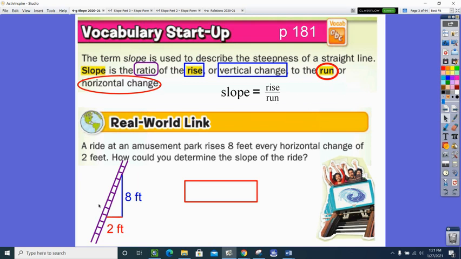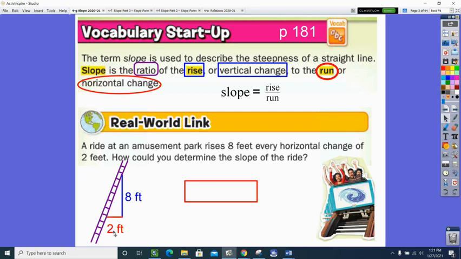So how much does a line go up? At the same time, we're going to compare it to how much does it go left to right. So the first way we're going to be able to tell slope is we're going to simply look at a picture. So if you were on a ride at an amusement park and it rises 8 feet for every horizontal change of 2 feet, how would you determine the slope? So remember that slope in math is rise over run. So when we look at this picture, you'll notice I drew a picture to kind of go with this. Remember they said rise of 8 feet with a horizontal change of 2 feet. So I made a little picture to kind of the track of the roller coaster.